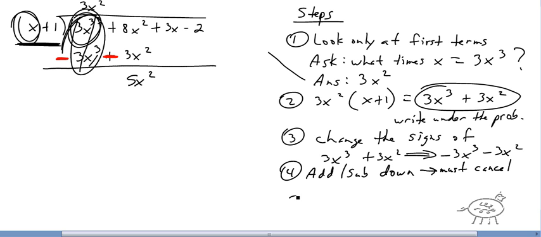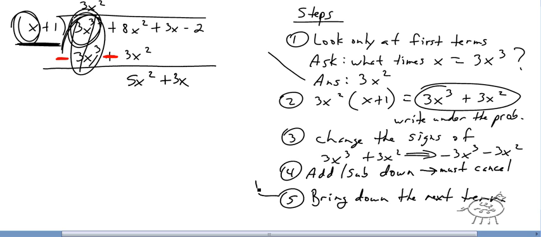And the fifth step, sorry, is bring down the next term. Bring down the next term. And so what I'm going to do is set 3x plus 3x. And once you're done with that, you're going to go back to the first step.